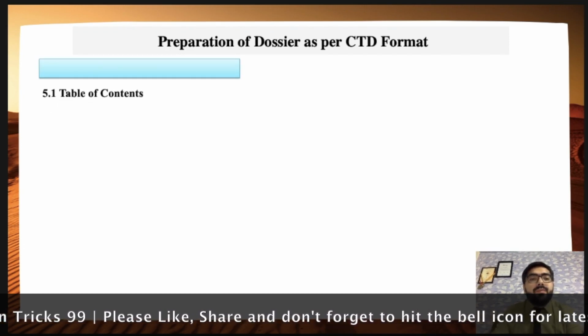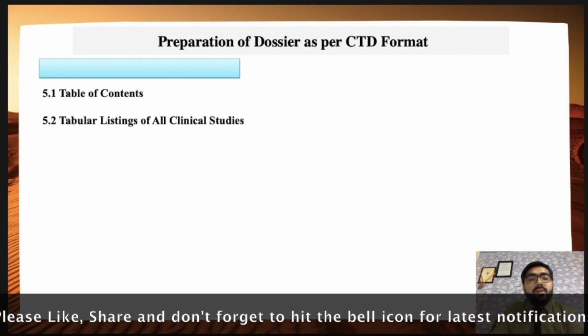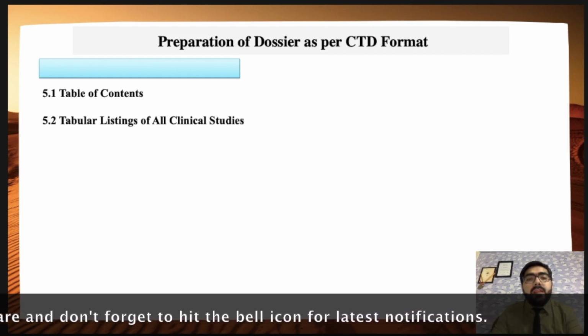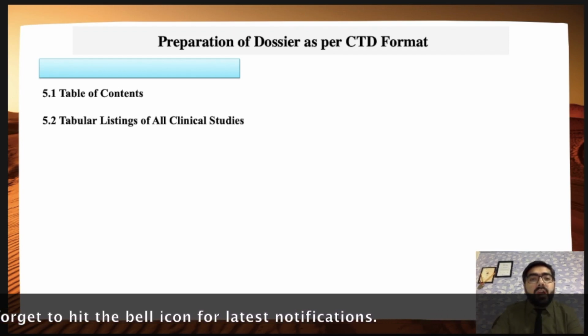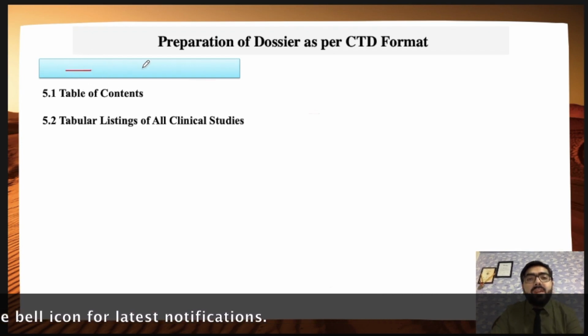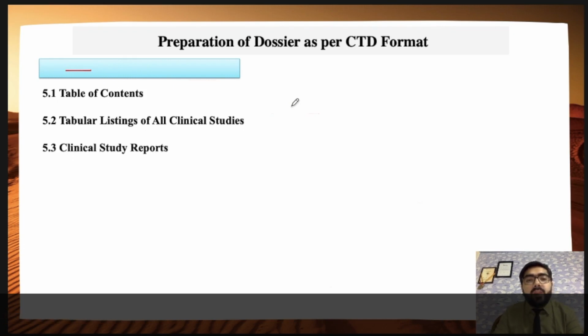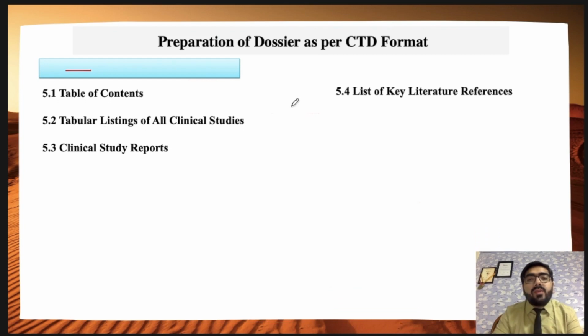Then coming to module 5. So module 5 basically contains the clinical study reports. I forgot to mention the name there. So this is module 5, which is basically clinical study reports. It contains the table of contents and the tabular listing of all clinical studies, and then clinical study reports, right? So 5.4 contains the list of key literature references, whatever references are used for those studies, so we also have to mention them there.